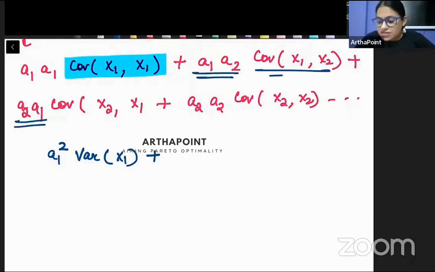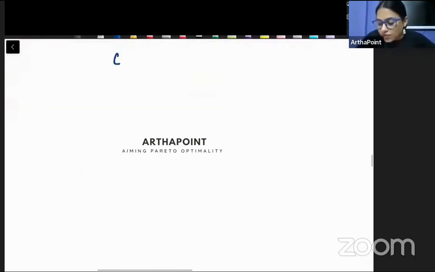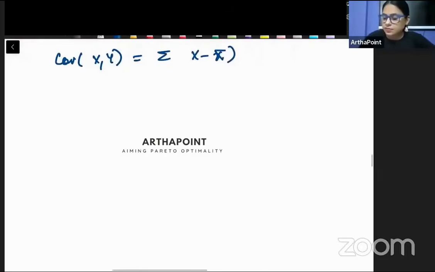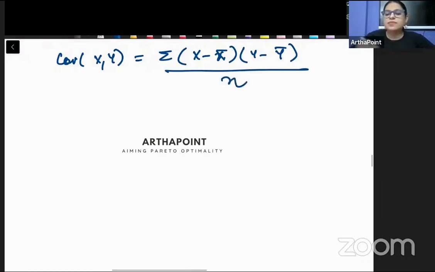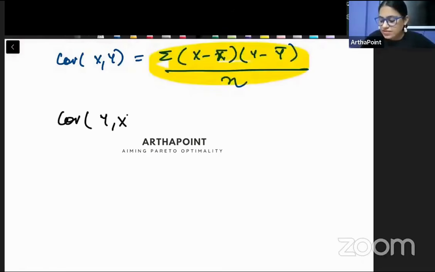देखो ये भी a1 a2 है, ये भी a1 a2 है. कोवेरियंस x1 और x2 के बीच में निकालो या x2 या x1 के बीच में, it should mean the same thing because कोवेरियंस between two variables क्या हो जाता है बच्चे? समेशन x minus x bar, y minus y bar by n, right? Isn't it? So we can go ahead and understand कि हम बेशक ही ये लिखें या हम रिवर्स कर दे, कोवेरियंस y x कर दे.